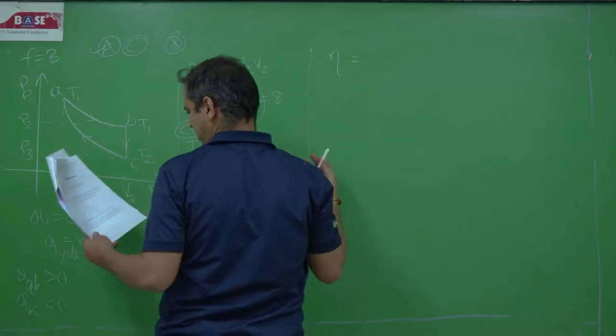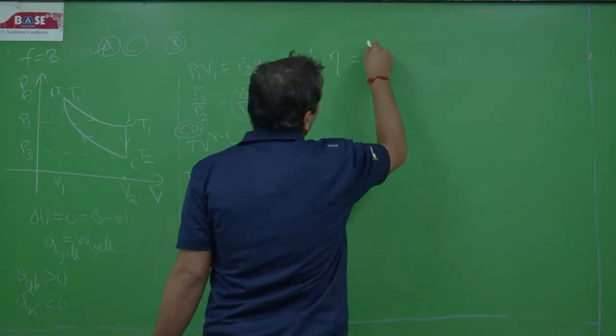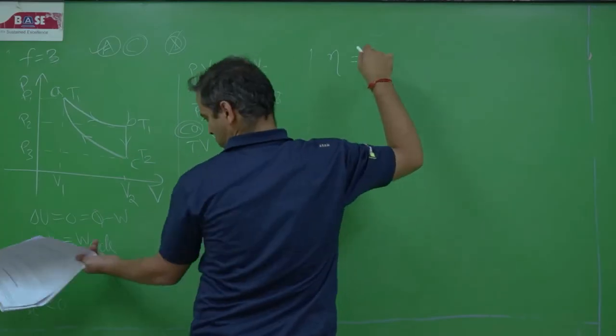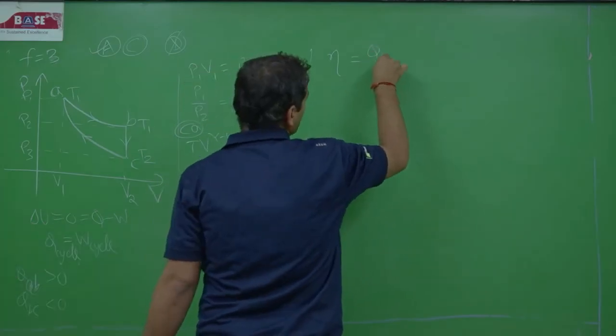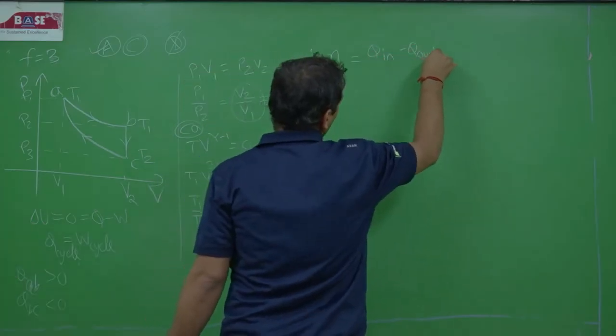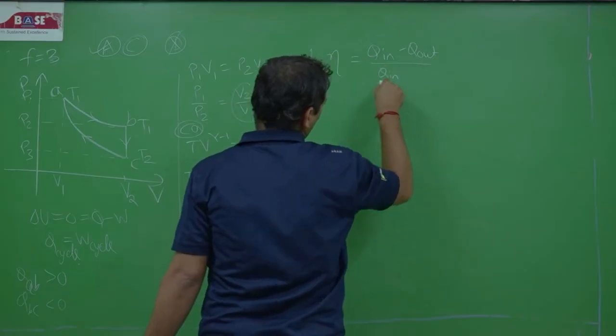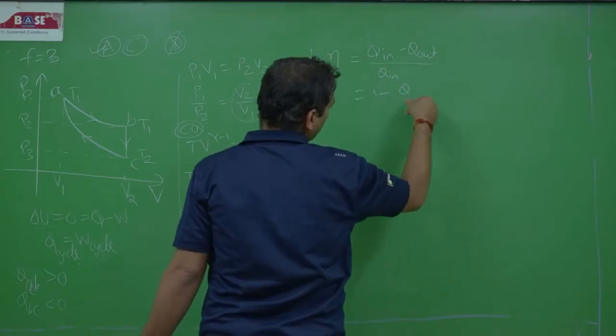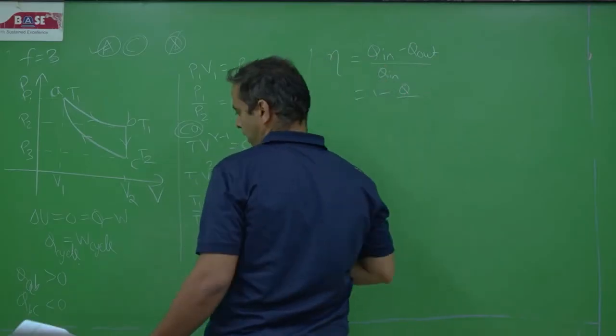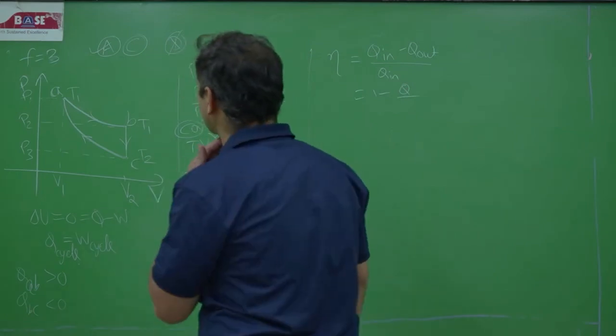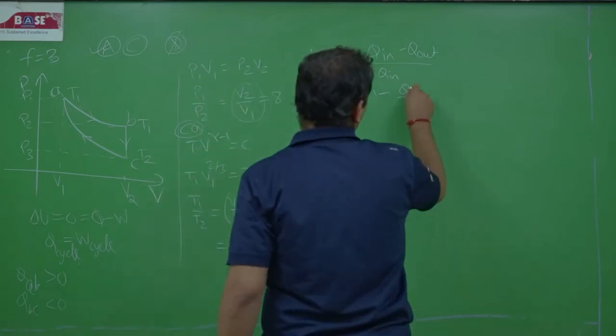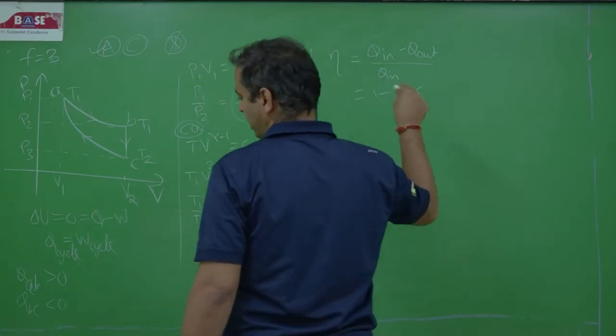They have given it already. We know it. Net work done by the gas in a cyclic process, that's Q cycle. So Q in minus Q out, divided by Q in. So basically 1 minus heat lost divided by heat gained, right? Heat lost, in which state is the gas losing the heat? BC, divided by heat gained by the gas.